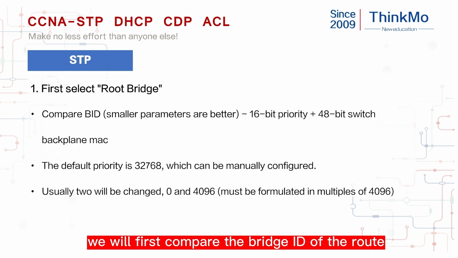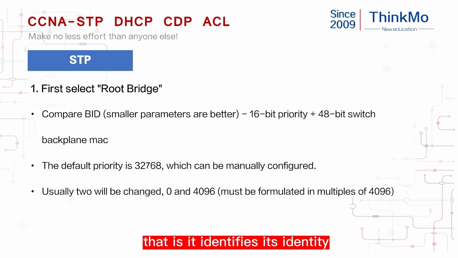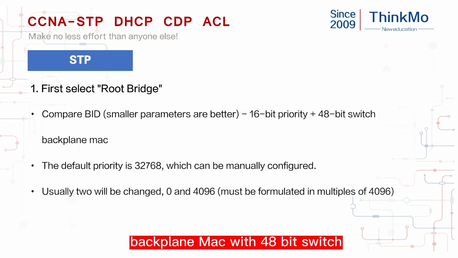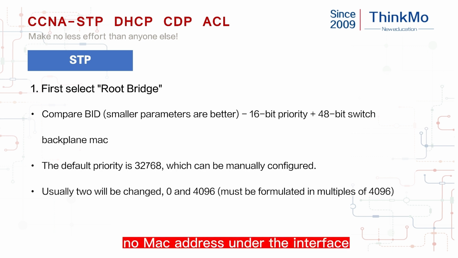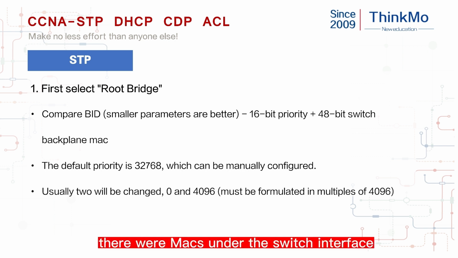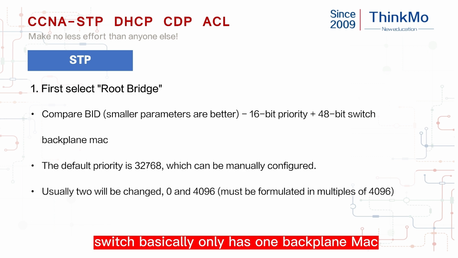We will first compare the bridge ID of the root. So what does this parameter consist of? It must identify the ID number of the device inside, that is, it identifies its identity. So what is its composition? It is a 16-bit priority plus a 48-bit backplane MAC of the switch. Now many switches have no MAC address under the interface. In the early days, there were MACs under the switch interface, and each manufacturer is different. But now the second layer switch basically only has one backplane MAC.